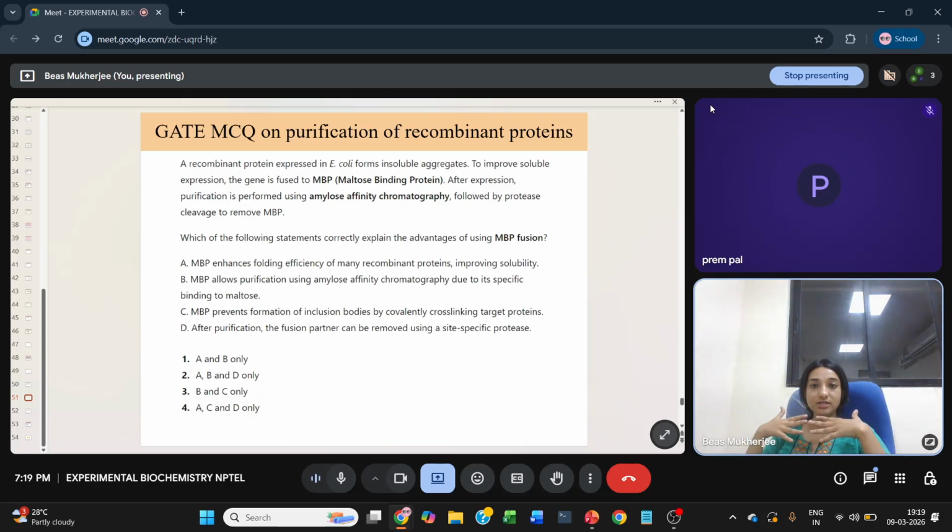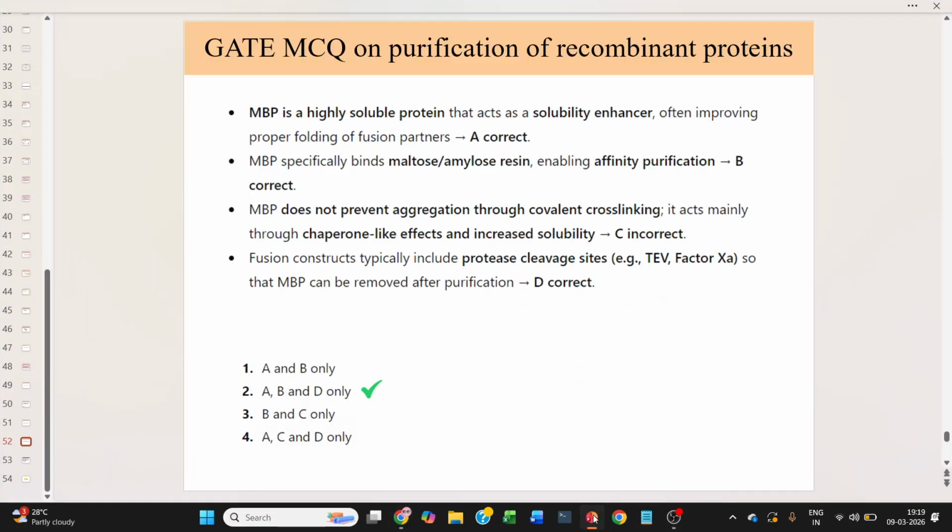So, which one do you think is correct? Which statements correctly explain the advantages of using MBP fusion? Two. Two is A, B and D only. Okay, let's see. Yeah, so 2 is correct.